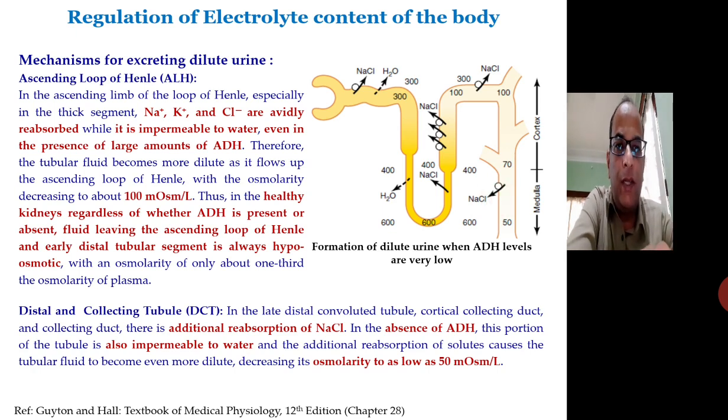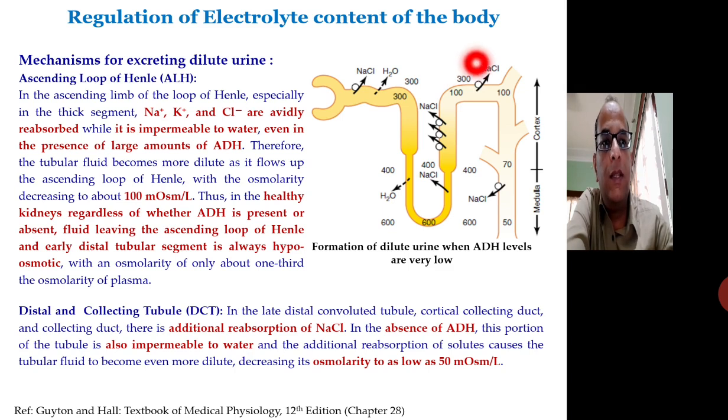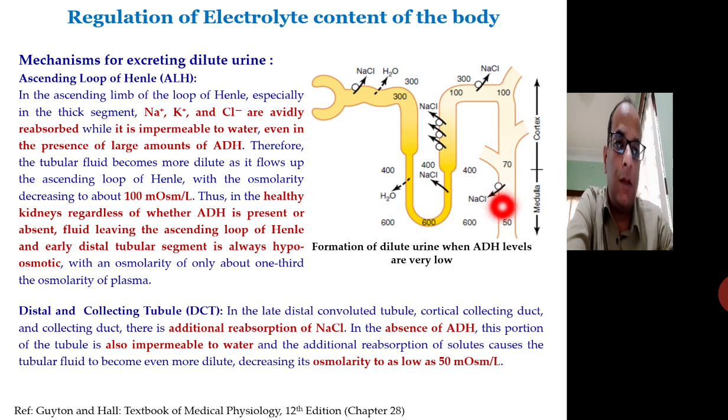In the absence of ADH, this portion of the tubule is also impermeable to water, and the additional reabsorption of solute causes the tubular fluid to become even more dilute, decreasing the osmolarity to as low as 50 milliosmolar per liter. So as you can see, during excess of water, ADH secretion is decreased, and hence these portions become impermeable to water while the solutes are reabsorbed. Hence the urine becomes less osmolar, that is around 50 milliosmolar per liter.